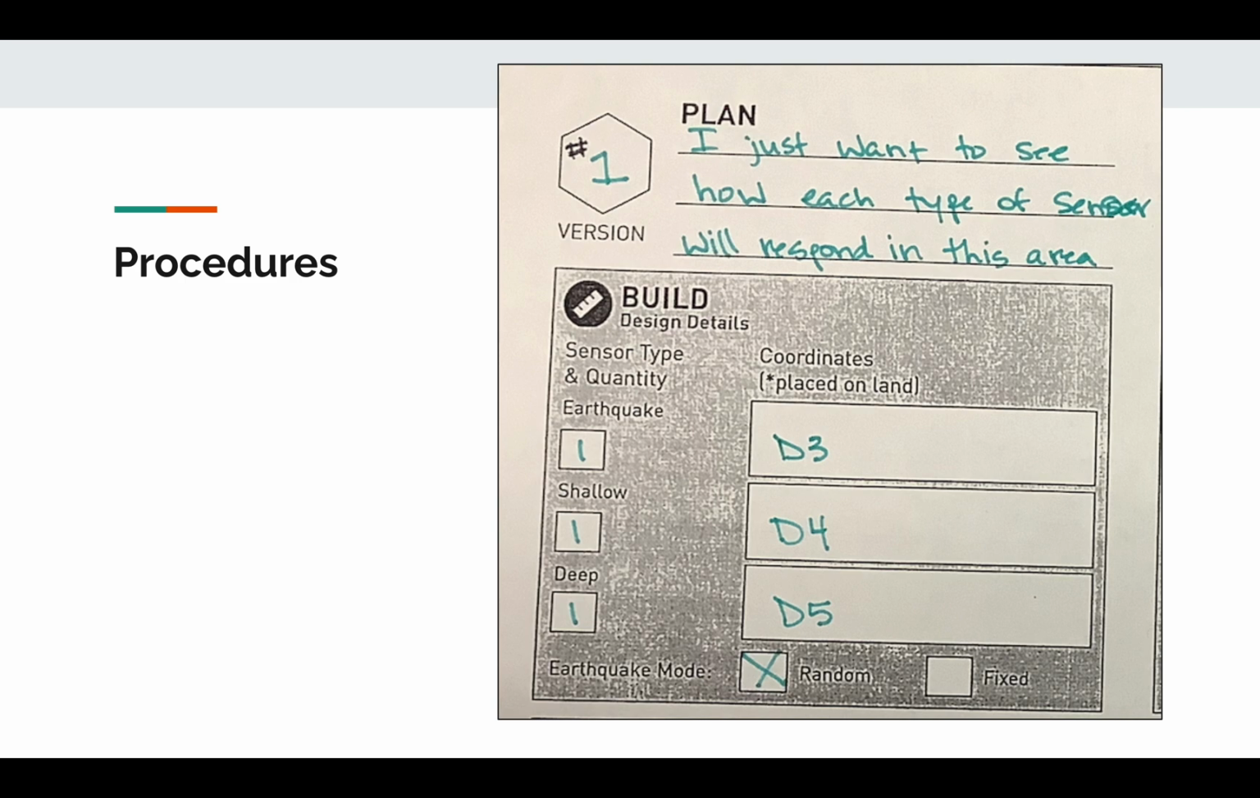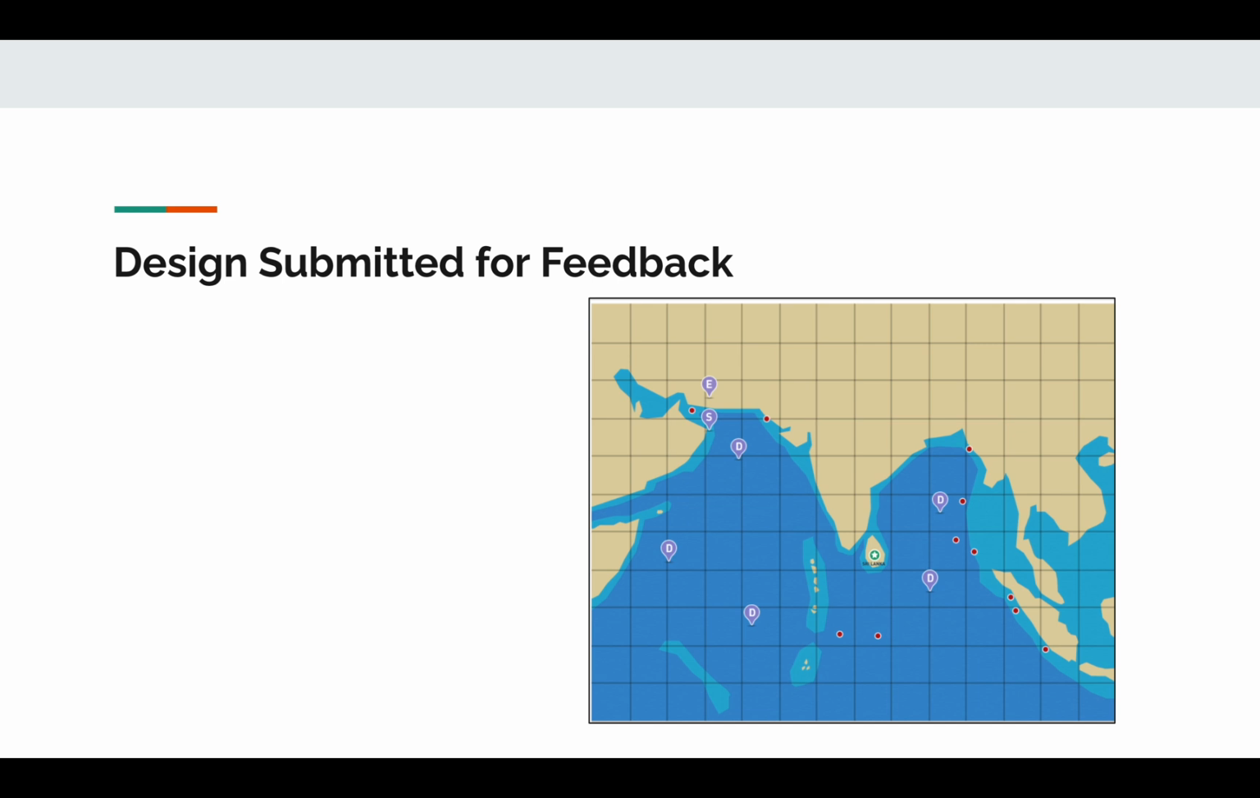For my first test, I just really wanted to see what type of data I would receive if I placed one of each type of sensor in an area where I knew that there were convergent plate boundaries and ocean-wide earthquakes. So I placed one of each type of sensor at these locations. The data I collected indicated that although I had 0 false alarms, not all of my warnings were being received, which was not a good thing. So I had several more tests in which I tried different combinations of sensors, and I finally submitted my 5th version to Hannah for feedback.